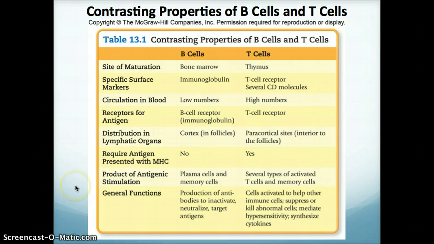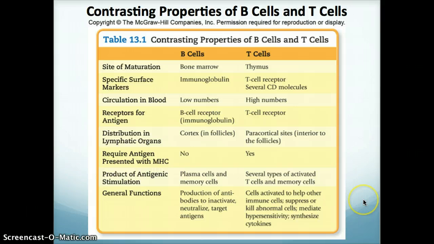And then once they're stimulated, what actually happens? So when a B cell is stimulated, we get plasma cells and memory cells. When T cells are activated or stimulated, we get several types of activated T cells and memory cells. We'll go into these as we go further into this chapter.